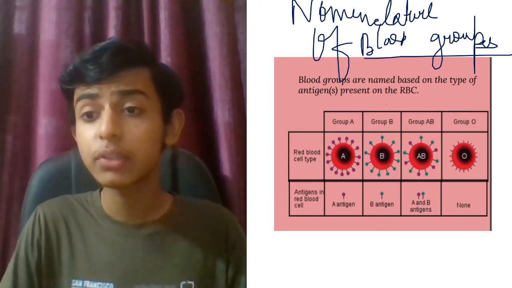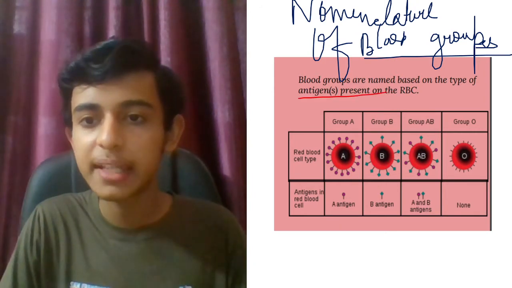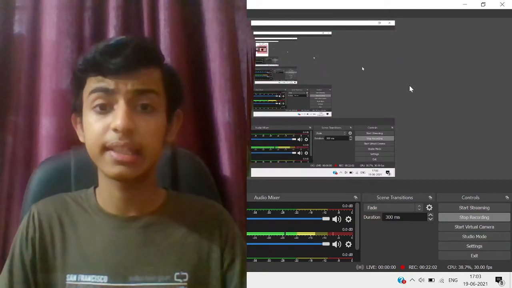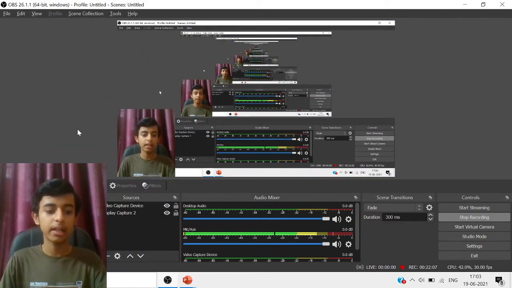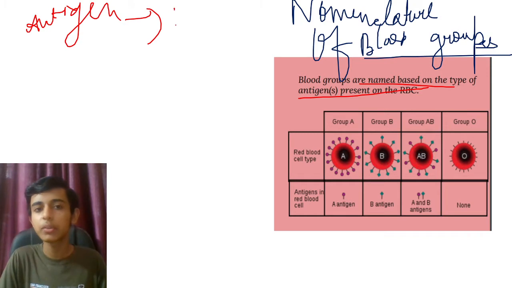Blood groups are named on the basis of the type of antigen present on the RBC. Let me change my orientation because it is very, very important for you to understand, and please understand it very well. What is an antigen? It is something which is going to trigger antibodies to form.